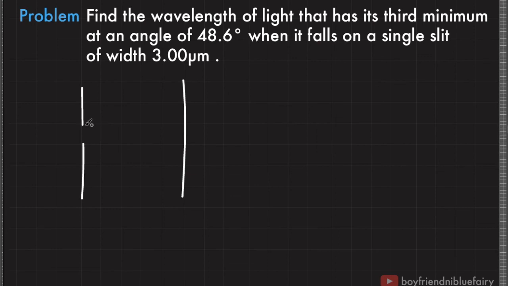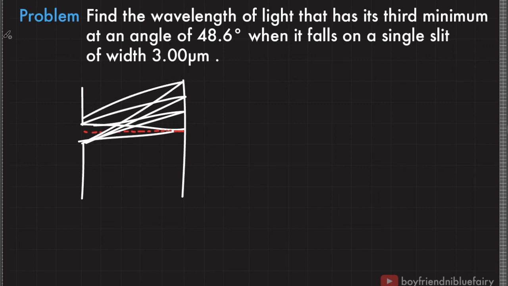Our first order maxima, let's assume that it is at this point. The distance from the center of the slit towards the center of the zeroth order maxima is represented by this dashed line. The first order maxima is at this point, the second order maxima is at this point, and the third order maxima is at this point. In between, this would be the first order minimum, this will be the second order minimum, and this will be the third order minimum, which, according to this problem, is at an angle of 48.6. If I separate this triangle, the third order minimum is at an angle of theta equals 48.6 degrees with respect to the line connecting the center of the zeroth order maxima and the center of the slit.